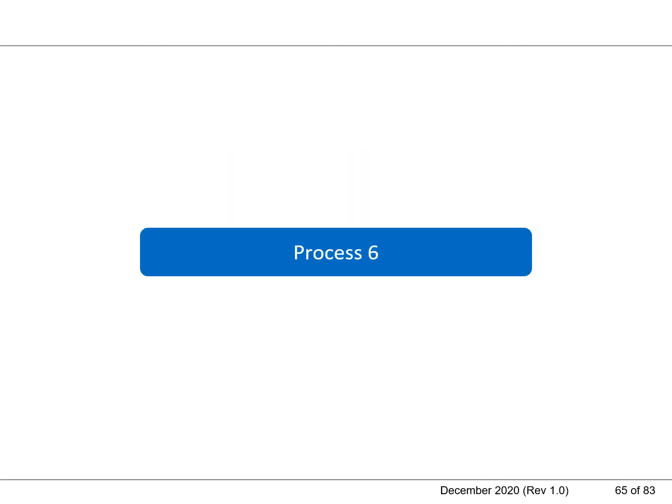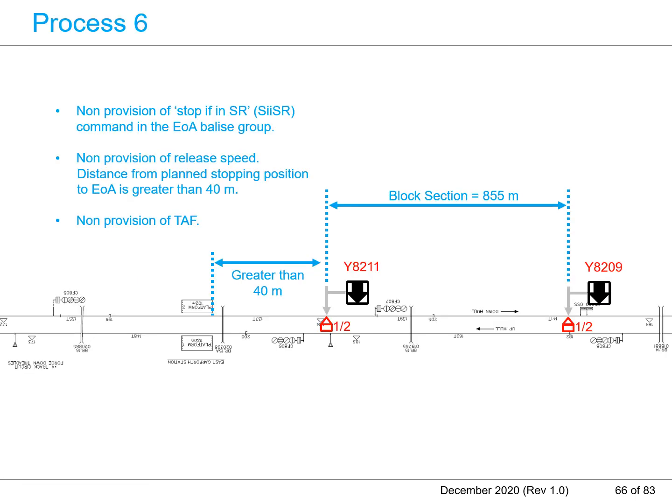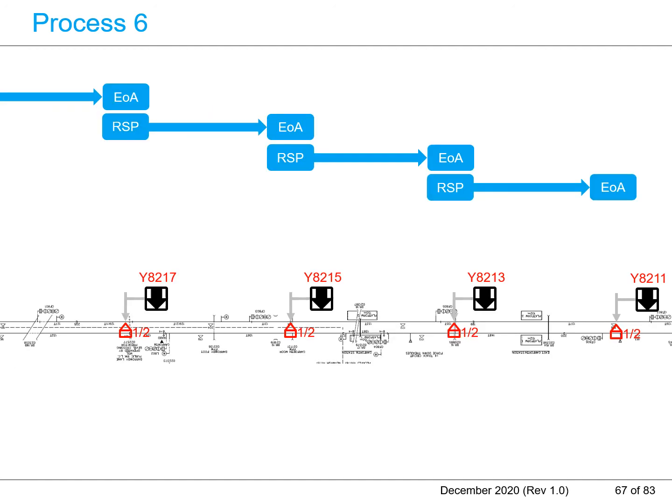Process 6 is similar to Process 5 for the remaining RSP and EOA balice groups on the plane line. The Y8211 RSP and the EOA balice group is determined by the block section length. The distance from the planned stopping position at the station platform to the EOA is greater than 40 meters. Therefore, there is no provision of the release speed for the EOA. This diagram shows the remaining locations of the RSP and the EOA balice group by repeating Process 5.